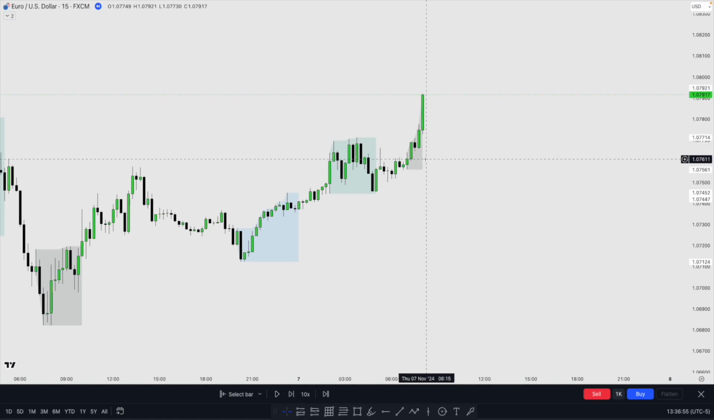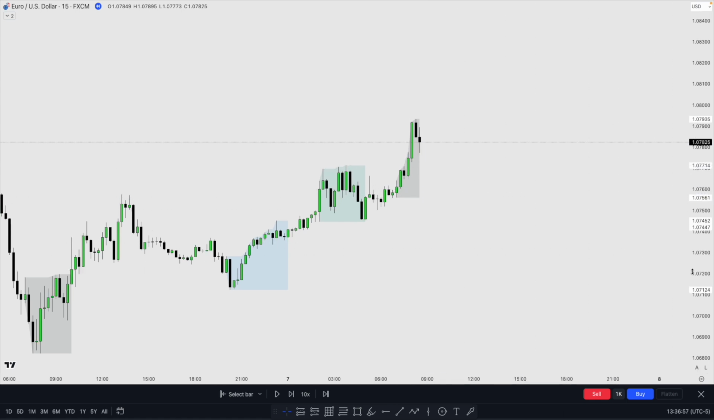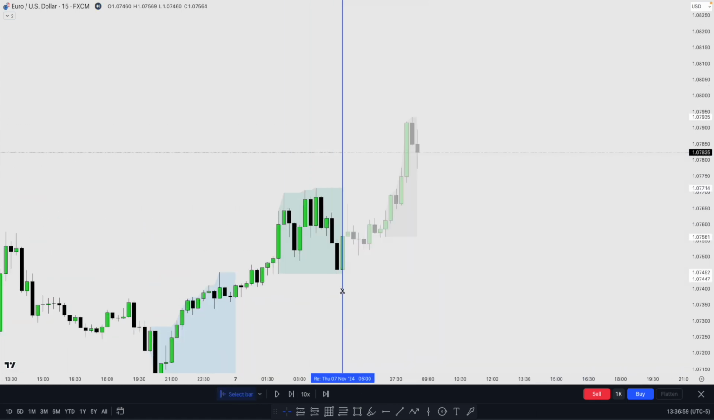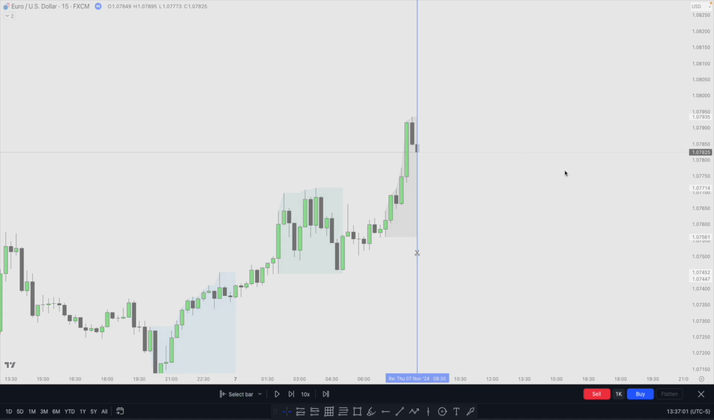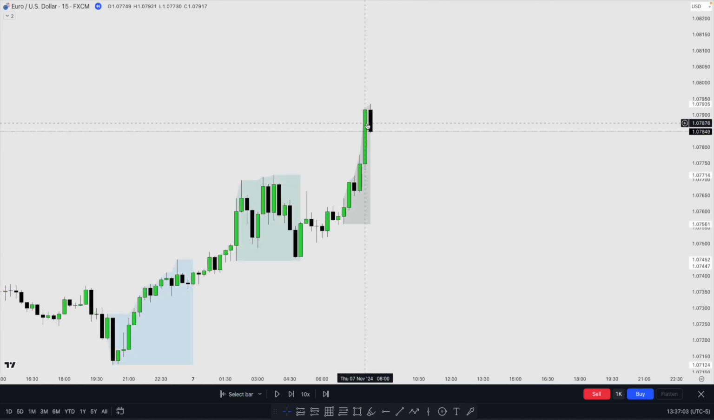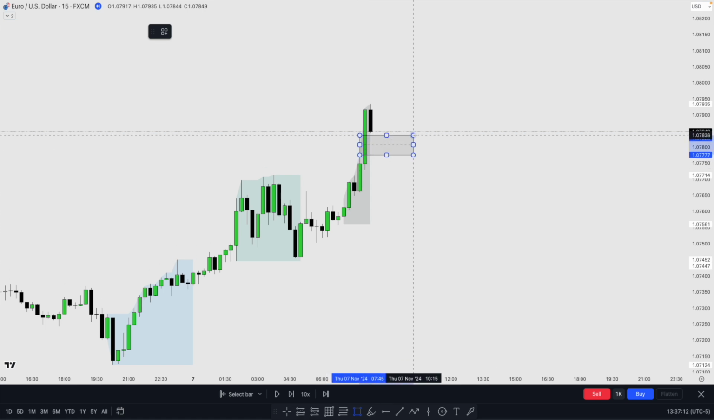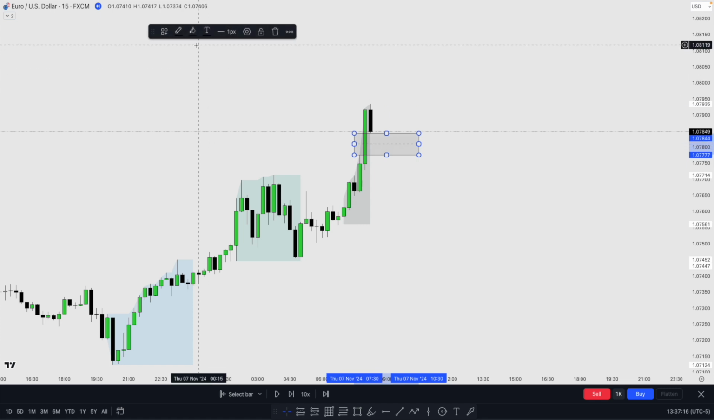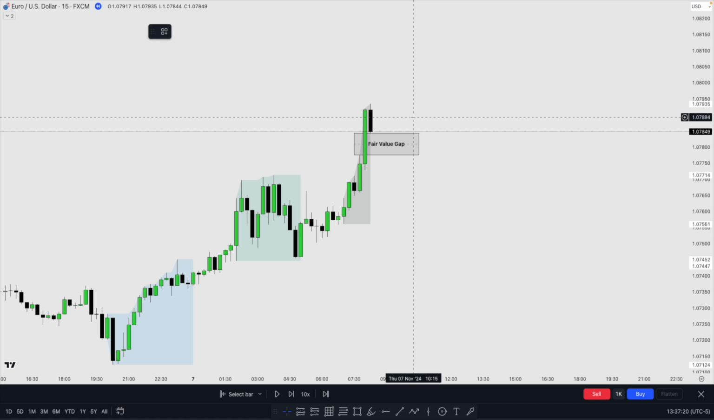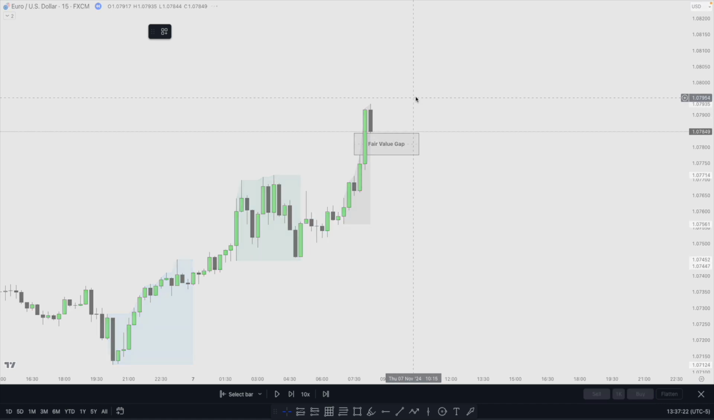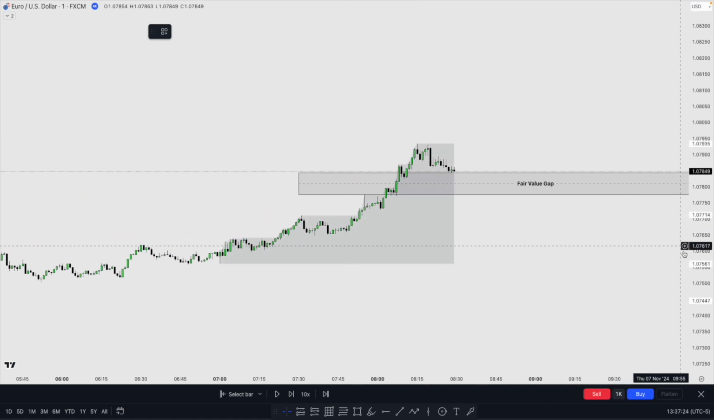Not yet. And here we go. What do we have here? Here we have the 8:15 candle that closes at 8:30. And what do we have below it? Below we have a fair value gap. It's a bullish fair value gap. So we mark out our bullish fair value gap on the 15-minute time frame, and we are just waiting for this market to trade into the fair value gap on the 1-minute time frame.